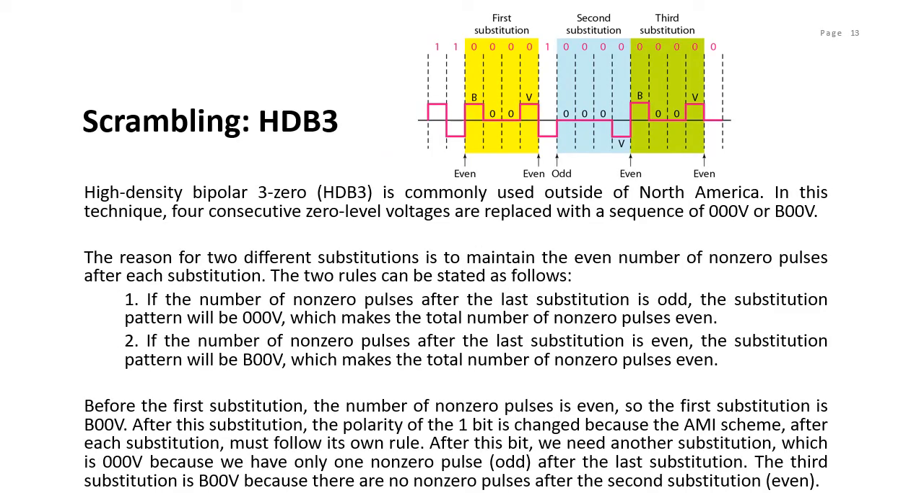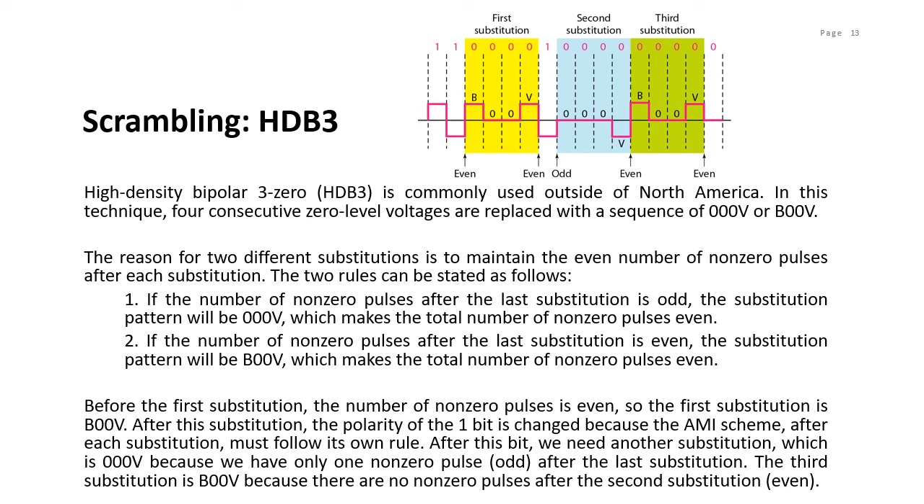Another common scrambling technique is known as high density bipolar 3-zero, or HDB3. It is commonly used outside of North America. In this technique, which is more conservative than B8ZS, 4 consecutive zero level voltages are replaced with a sequence of 000V or B00V. The reason for the two different substitutions is to maintain an even number of non-zero pulses after each substitution. And there are two rules, which are stated as follows.